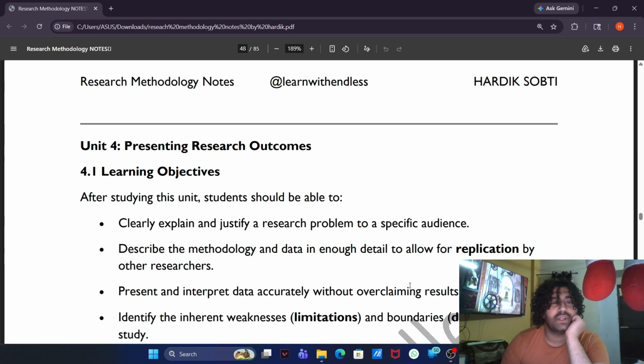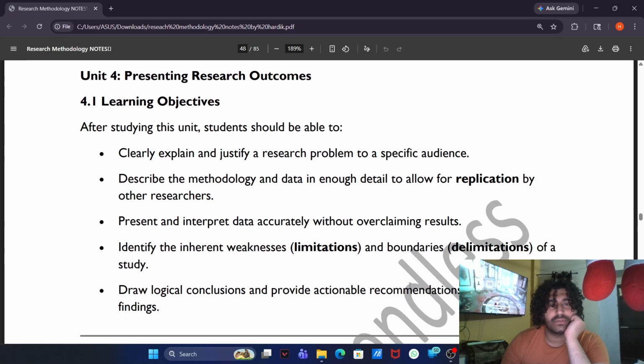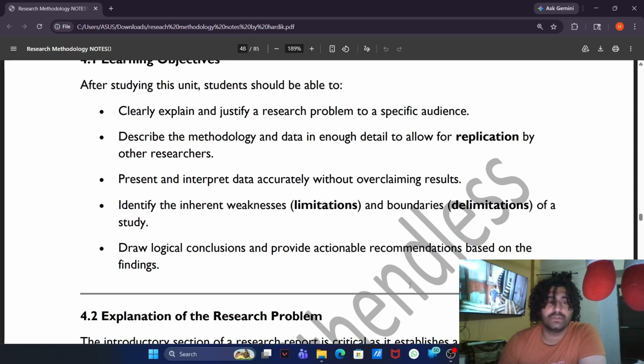Unit 4, Presenting Research Outcomes. Learning objectives. After studying this unit, students will be able to clearly explain and justify a research problem to a specific audience, describe the methodology and data in enough detail to allow for replication by other researchers, present and interpret data accurately without overclaiming results, identify the inherent weaknesses, limitations, and boundaries, delimitations of a study, draw logical conclusions, and provide actionable recommendations based on the findings.